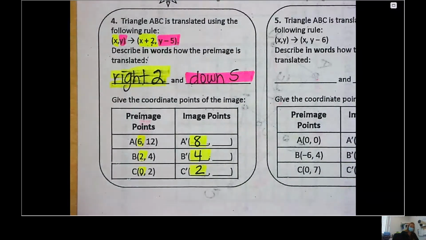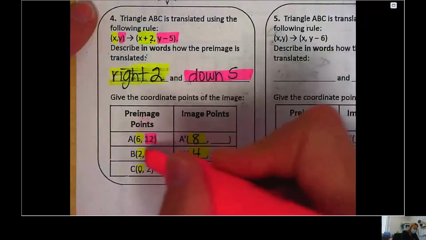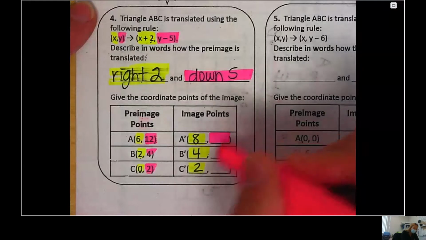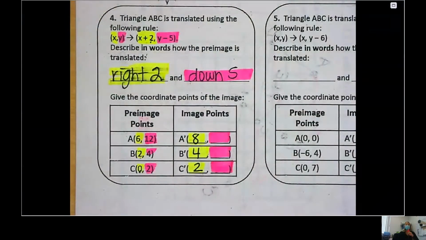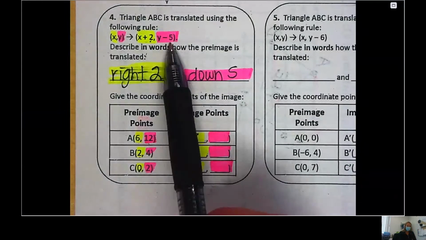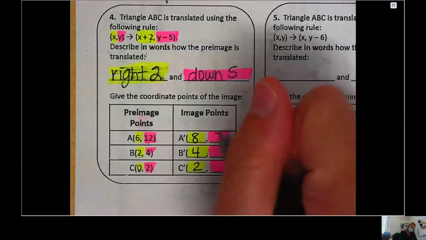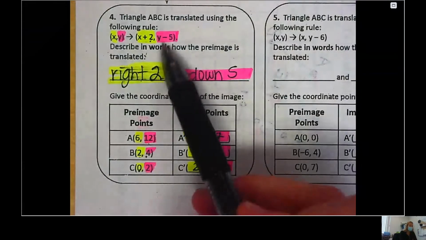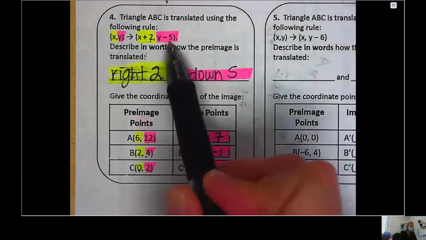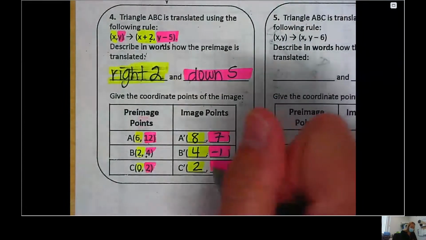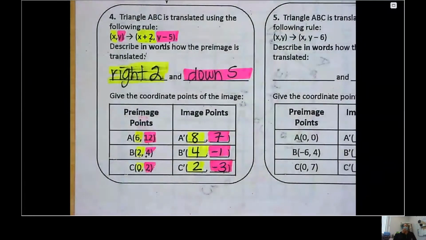Right, that was easy. Now I'm going to do the same thing for my y's. What do I have to do with my y's? Subtract 5 from each one. So what is 12 minus 5? What is 4 minus 5? Good. What is 2 minus 5? Oh my gosh, look at you guys. You are translation masters. Not hard, right?